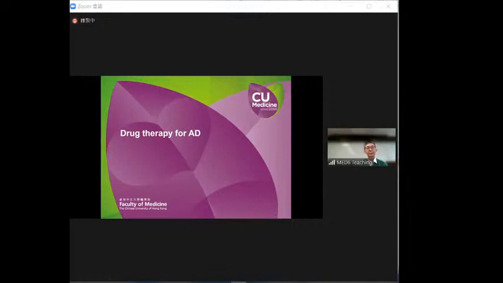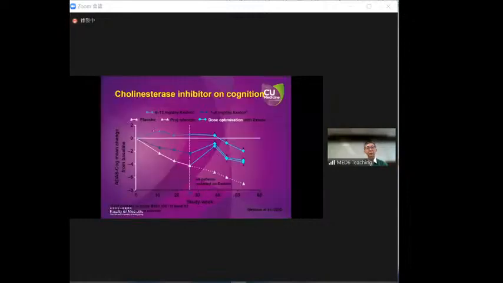Drug therapy for Alzheimer's disease, there are two main categories. One is cholinesterase inhibitor. It works by preserving the acetylcholine level, one of the important neurotransmitters for memory, in the synapses. For the subjects who are taking placebo, the cognitive function declines like this over 1 year. But then if you take the cholinesterase inhibitor, then you decline more slowly.